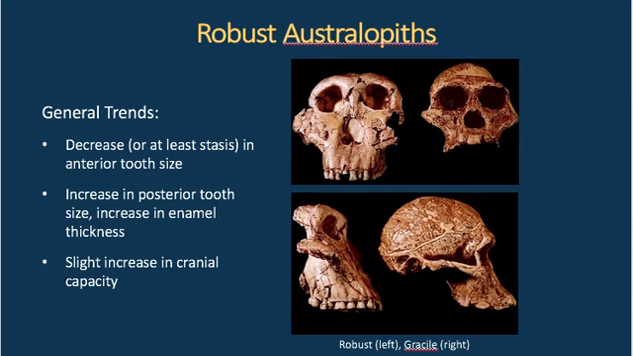The second item, the increase in posterior tooth size and an increase in enamel thickness. The posterior teeth are the back teeth, basically where your cheeks are. We're talking about the molars and the premolars here. They are larger in size and they have much thicker enamel. And we also have a slight increase in cranial capacity, nothing super impressive, but we do have some increases across the board in brain size.